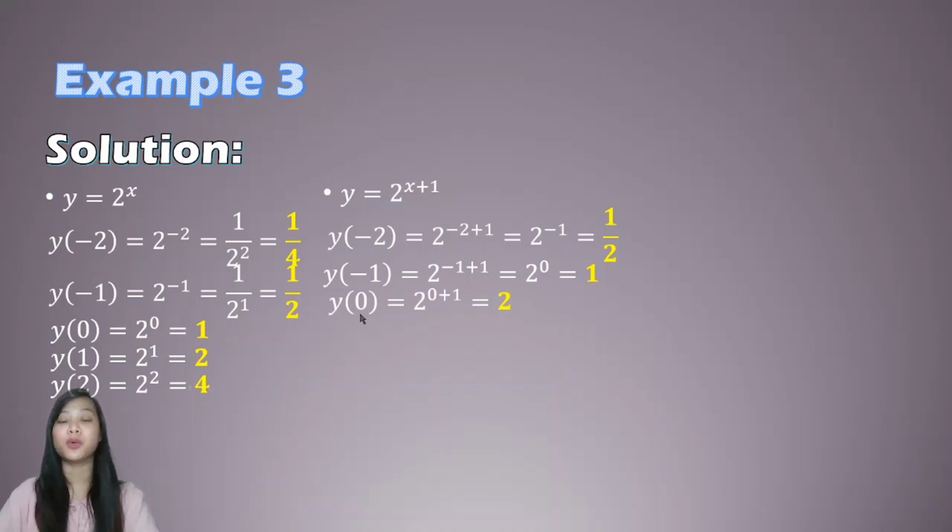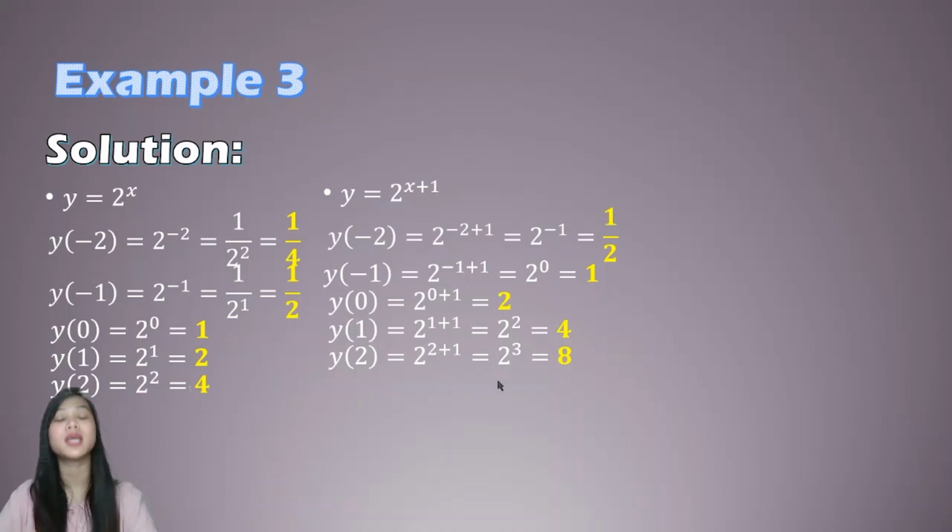Let's substitute 0. y of 0 is 2 raised to 0 plus 1, and 0 plus 1 is 1, so 2 raised to 1 is 2. y of 1 is 2 raised to 1 plus 1, so we have 2 squared, which equals 4. And y of positive 2 is 2 raised to 2 plus 1, that is 3, so we have 2 cubed, which equals 8, because 2 times 2 is 4, and again times 2 equals 8.